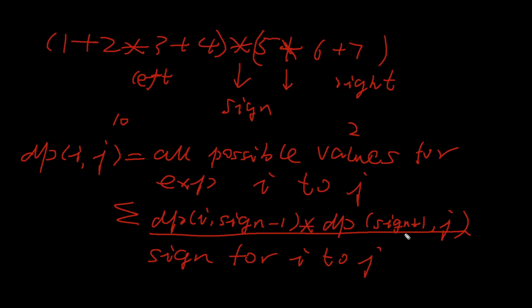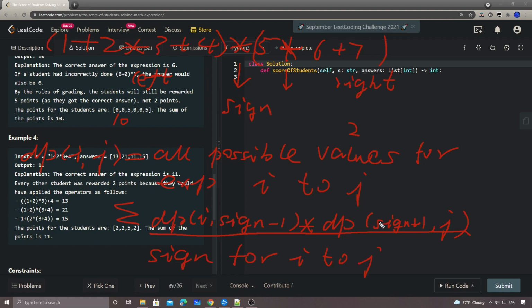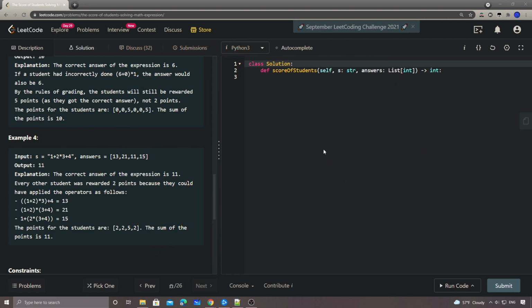So that's basically the state transition function. Okay, I think that's it. So let's start coding then. Let me remove this. We need the dp function here, and then we define dp of i and j.